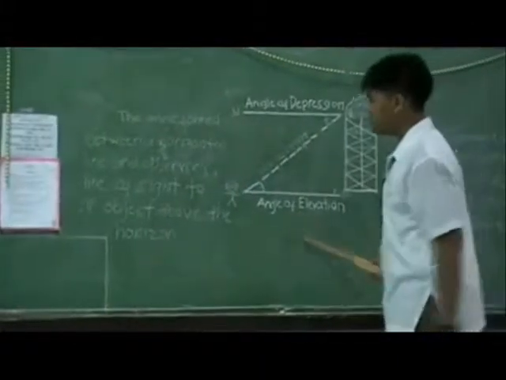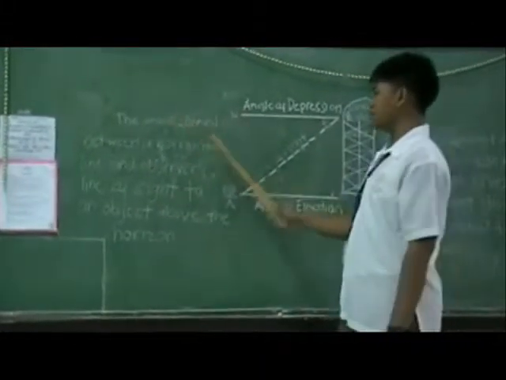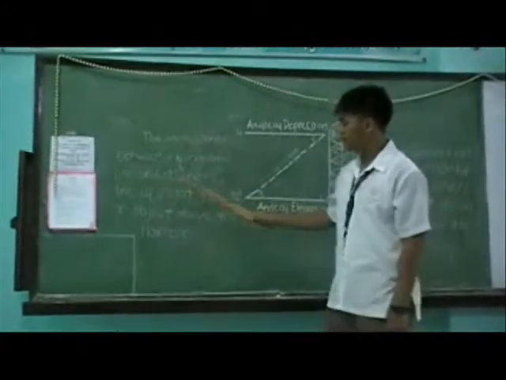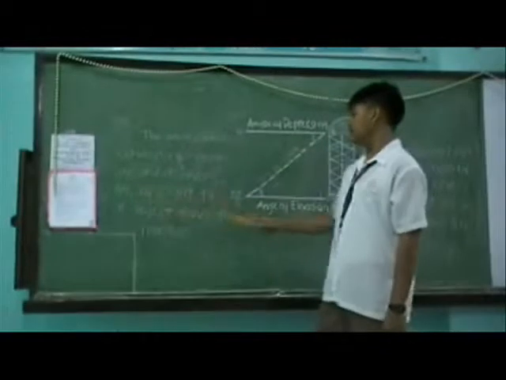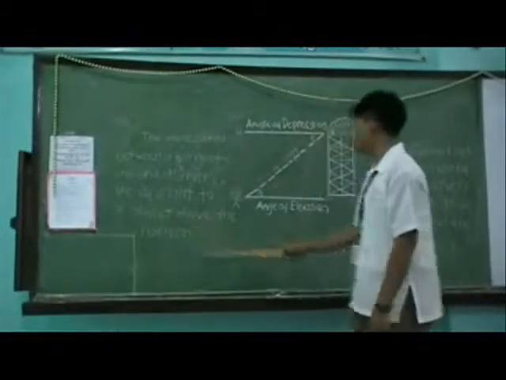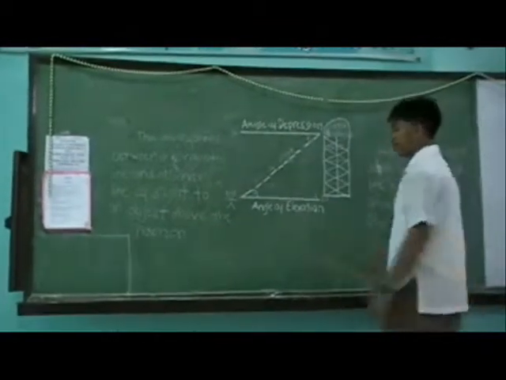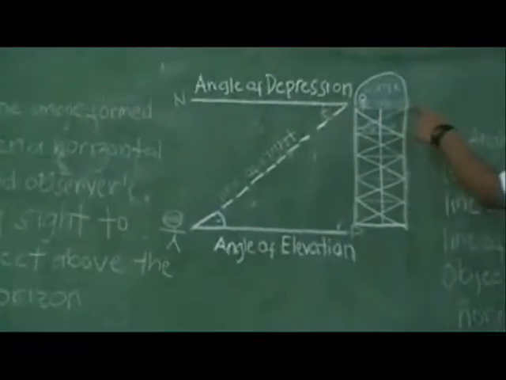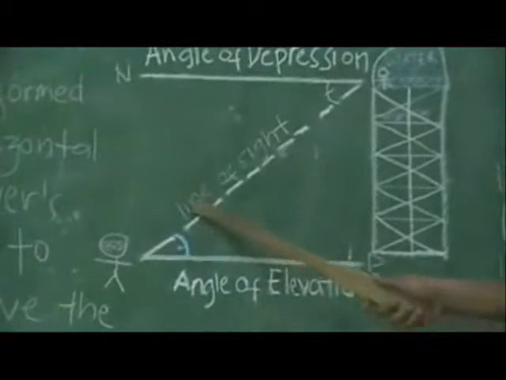First, the angle of elevation. The angle of elevation is the angle formed between the horizontal line and the observer's line of sight to an object above the horizon. Here's one example where a man is looking at the top of the water tower, forming an angle of elevation.